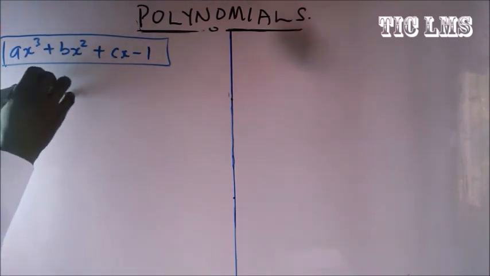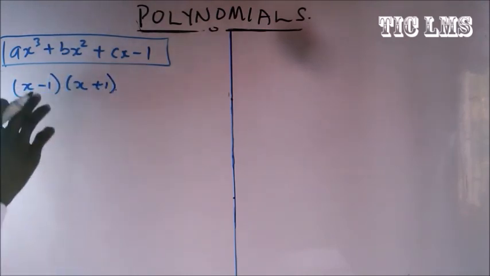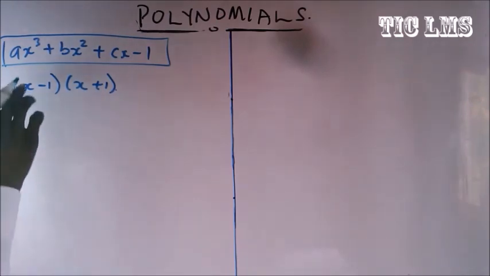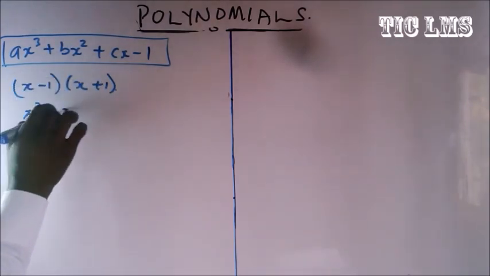We have x minus 1 and x plus 1. Now what we'll do is we'll multiply this with each other. X times x gives x squared. X times 1 gives x.